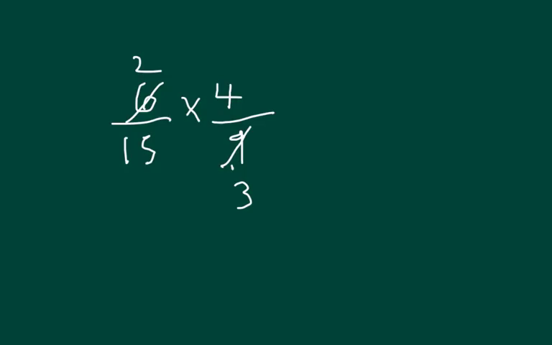So that's it. When I multiply this out, it's guaranteed to be lowest terms because I've already done all the reducing I can do. 2 times 4 is 8, and 3 times 15 is 45, and sure enough, that's lowest terms, and this problem is done.